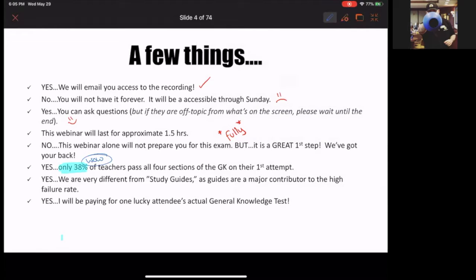So yes, we are very different from study guides. We don't sell study guides. We're not making study guides because that's one of the big reasons for such a high failure rate, because people go out there, and I'm sure many of you are guilty of this, just memorizing notes, memorizing vocab words, and especially memorizing practice questions over and over and over again. But you have to understand concepts, and Anderson's going to start paving the way for you tonight to understand conceptually what you need to do.